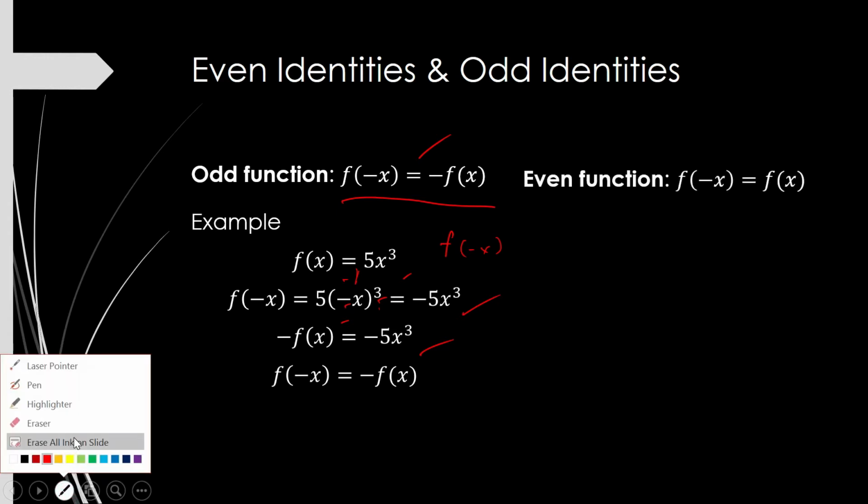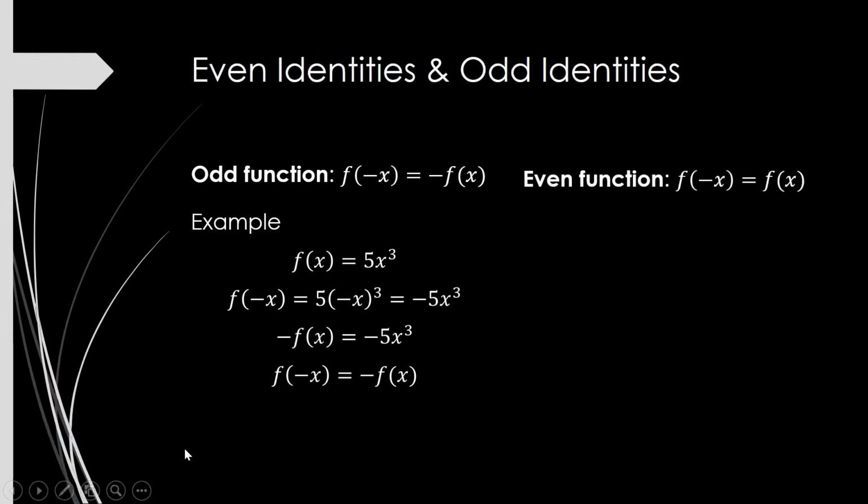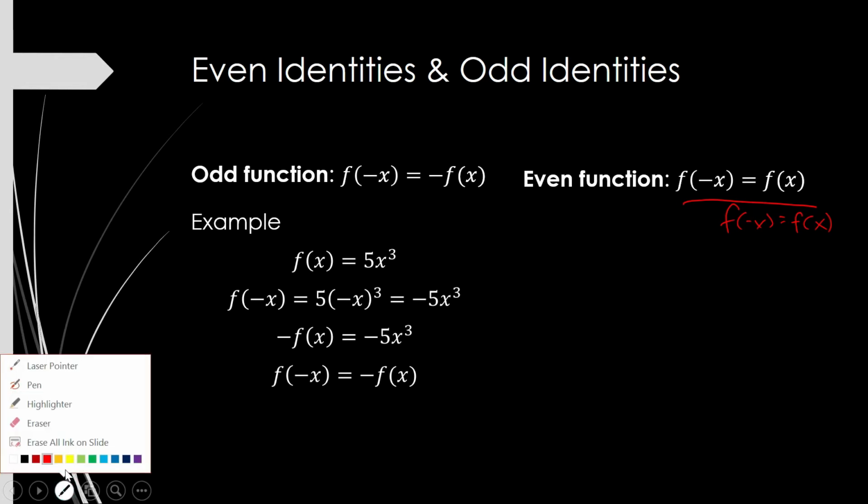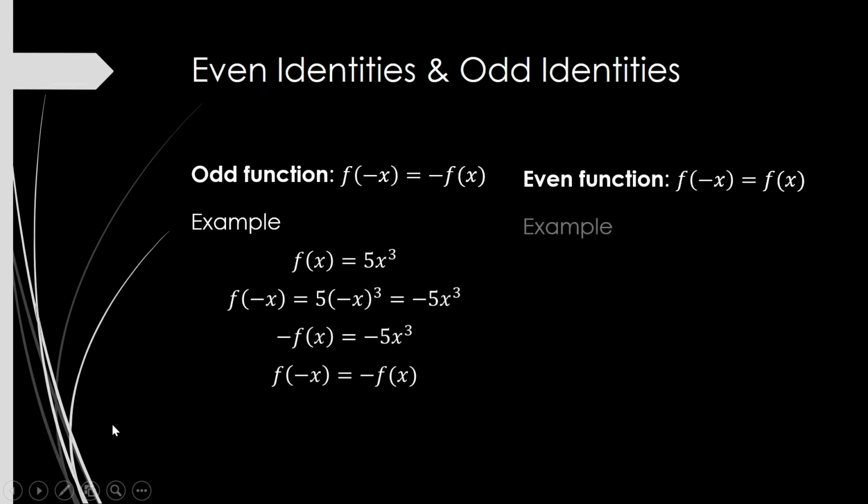Now, obviously, if you have an odd function, you have an even function. A function f is an even function if f of negative x is equal to f of x for all values of x in the domain of our function. This one is easy to produce an example for, because obviously the simple quadratic function is going to be an even function.